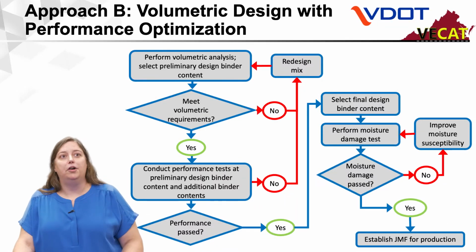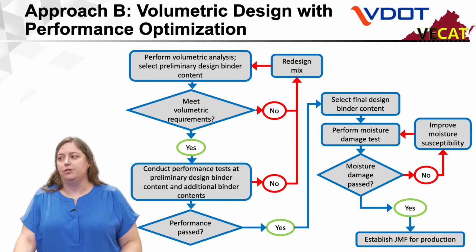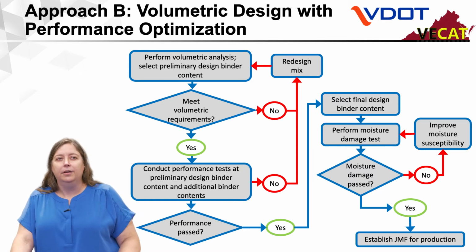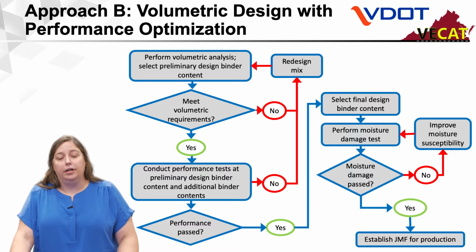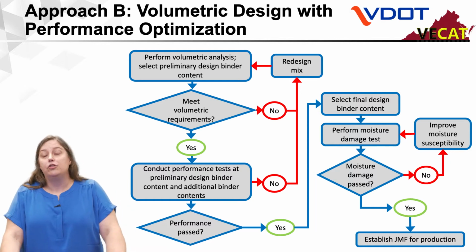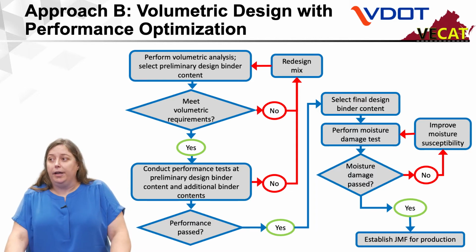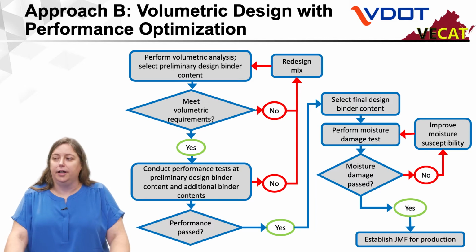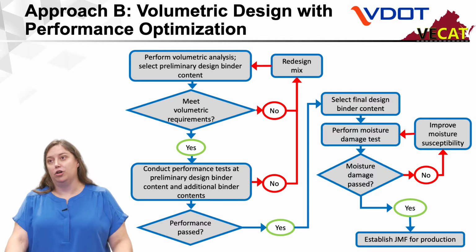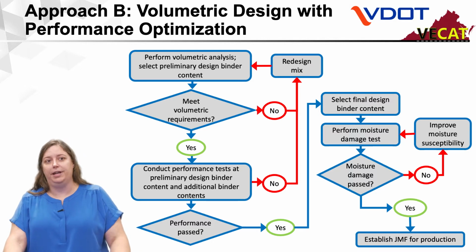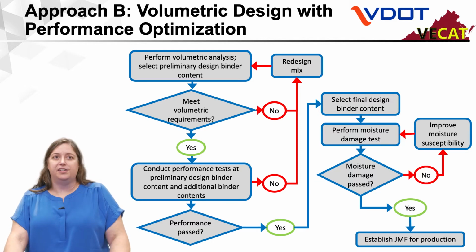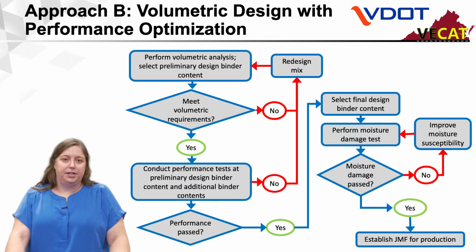Approach B, volumetric design with performance optimization, takes this a step further. We're now going to determine our initial binder content, check if we meet all of our volumetric constraints, and then we're going to conduct our performance testing. But instead of only conducting it at the optimum binder content, we're going to conduct it at several points around the optimum, similar to what we do when we're determining the optimum binder content for SuperPave. If the performance doesn't pass, we return and redesign the mix.